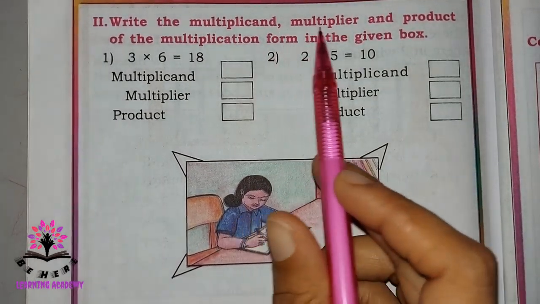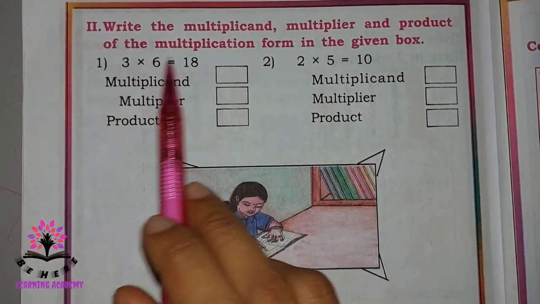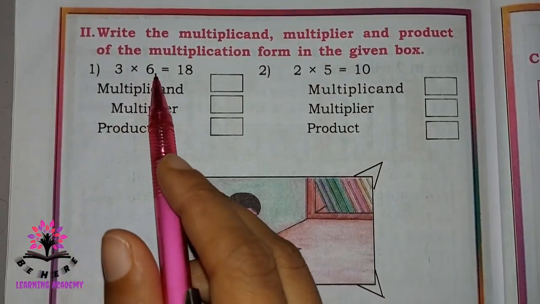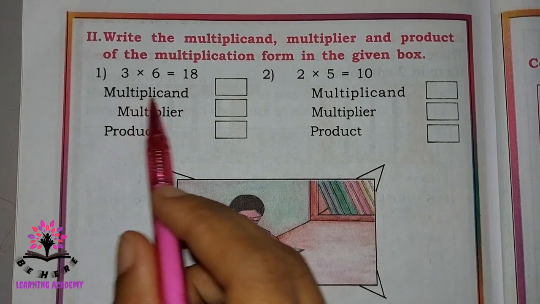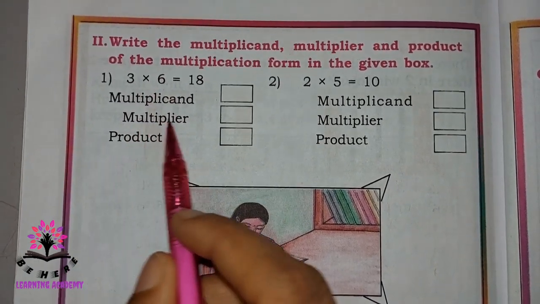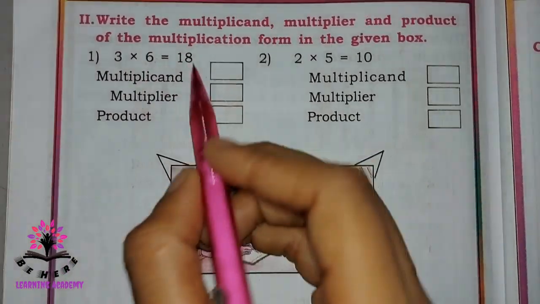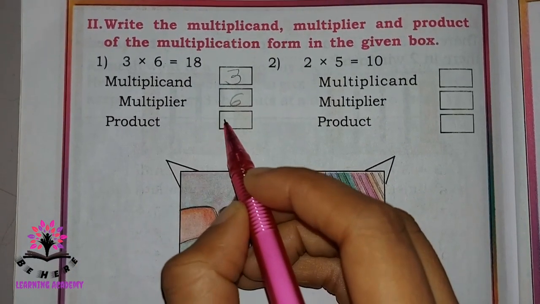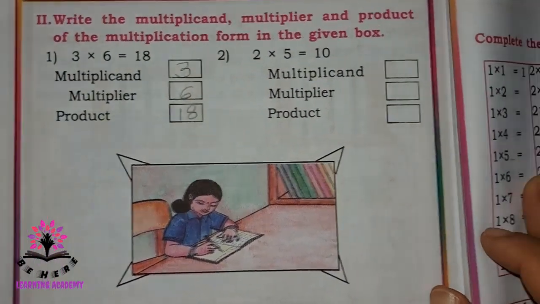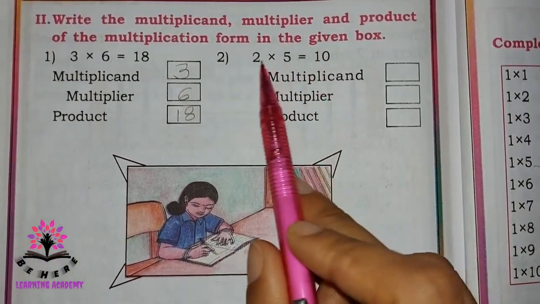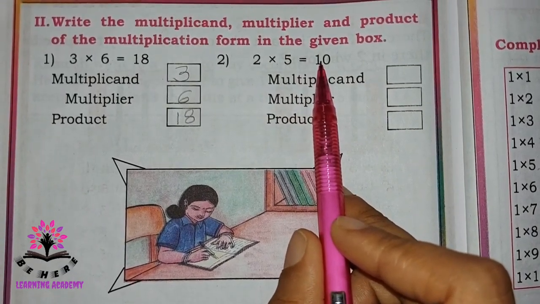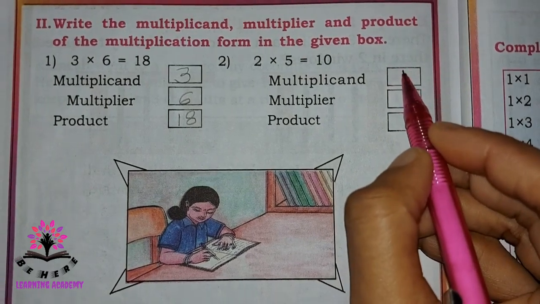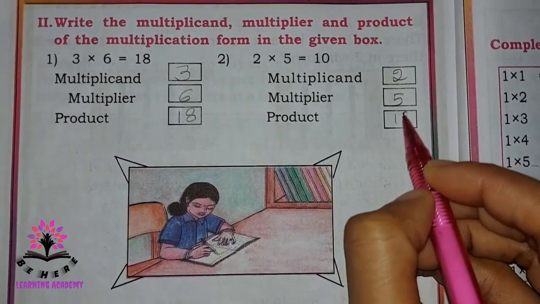Write the multiplicand, multiplier and the product of the multiplication form in the given box. See here, 3, 6, 18. So multiplicand is 3, multiplier is 6, product is 18. See the second one. 2, 5, 10. 2 multiplied by 5, answer is 10. So this is the multiplicand, multiplier and product.